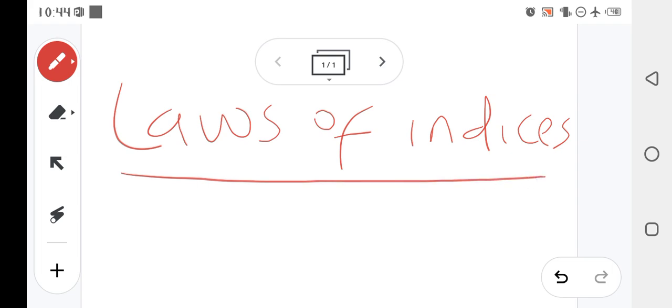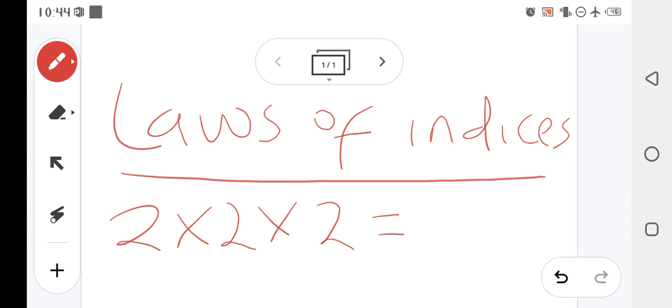So, when we talk about index notation, it's actually a method of shortening the product of numbers of equal factors or numbers that are the same. Meaning, if you have 2 times 2 times 2, in indices, what you do is you write your 2 raised to power of 3, which simply means 2 in 3 places. So when you see 2 raised to power of 3, it means it's in index form.